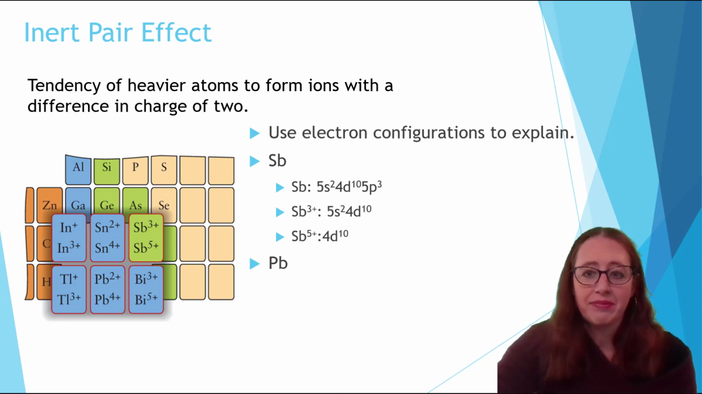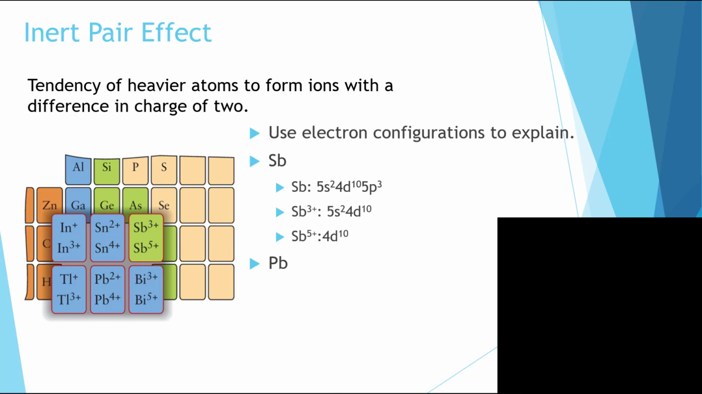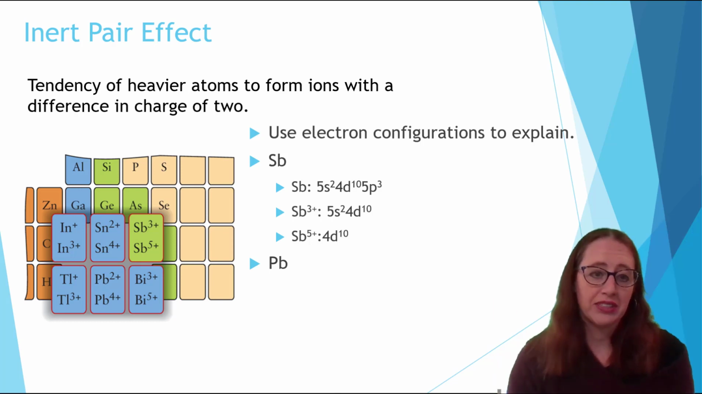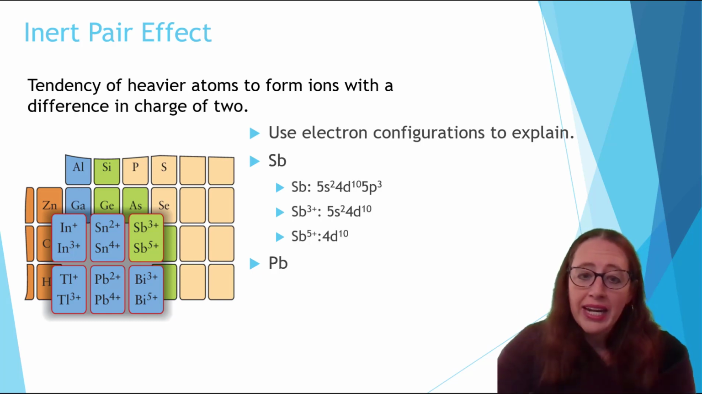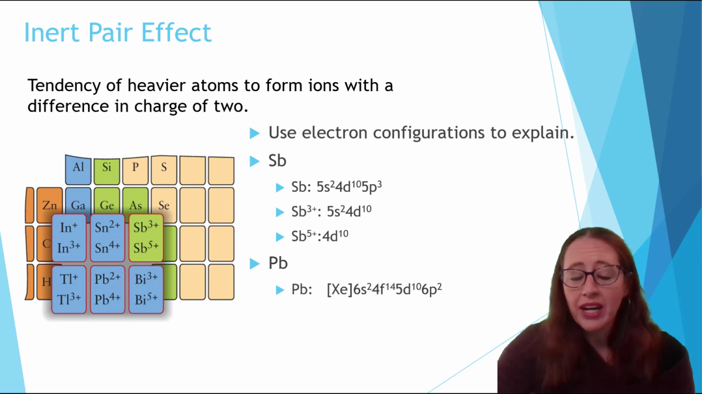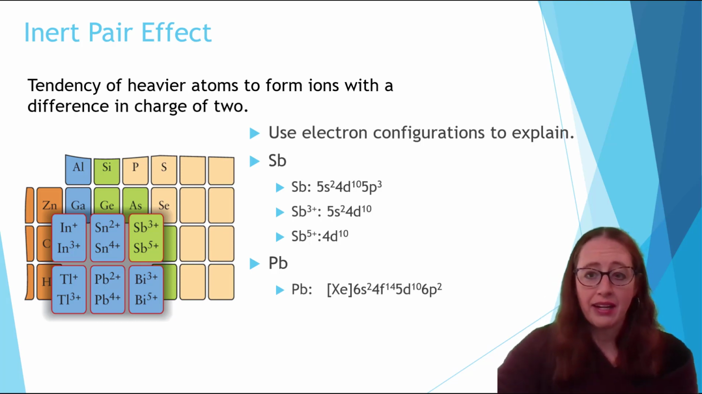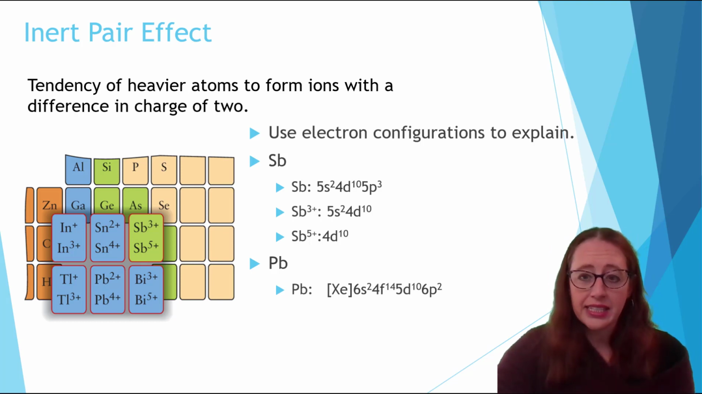We'll do one more example. Let's look at lead. It may be a good idea to pause and see if you can get this one correct on your own first. We'll start by writing out the electron configuration for neutral lead. This leaves us with the following. Remember, if you are having trouble writing out electron configurations, you want to go back and watch the video that I made on that, and I'll link that at the end. Now this leaves us with the following.